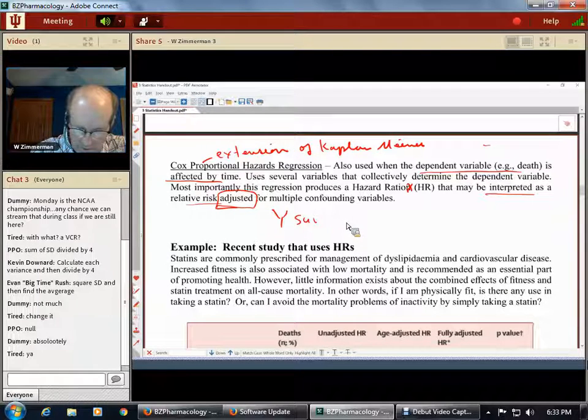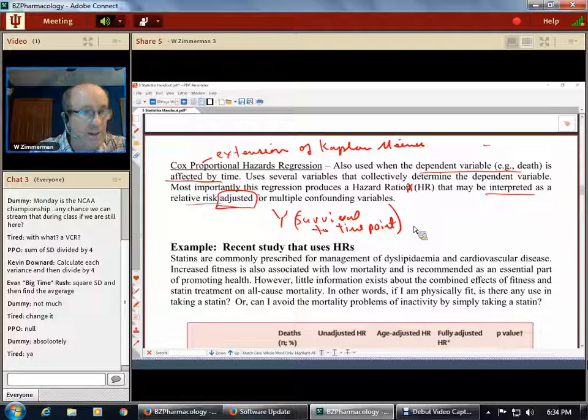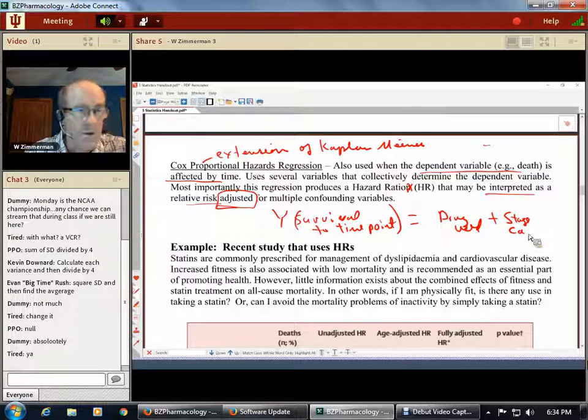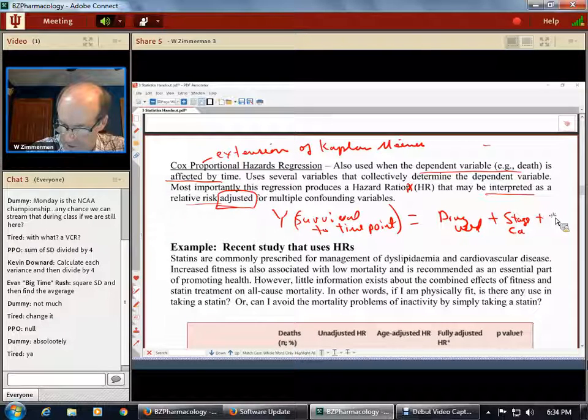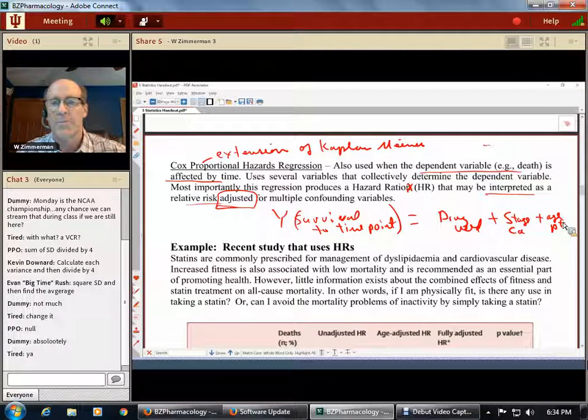What's your survival? That's where we're at, to some time point. And that's going to be several different factors. The drug that was used, was it simvastatin or was it atorvastatin? Maybe if we're looking at cancer, what was the stage of the cancer? And what was the age of the patient? So there you've got survival to a time point, but you're looking at several different factors. Kaplan-Meier was just looking at one factor.